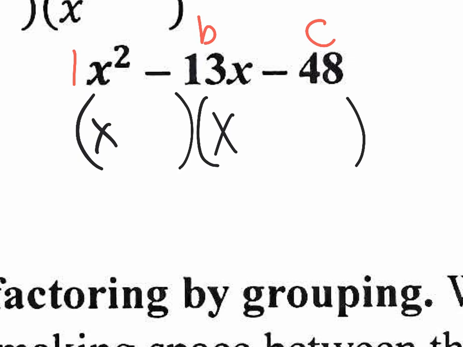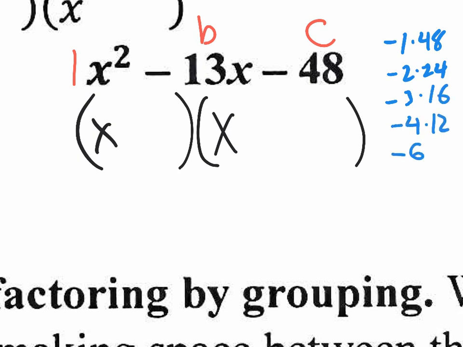And the best way to approach this if you're stuck or if you're not seeing it right off the bat is to make a list. So negative 1 times 48, negative 2 times 24, negative 3 times, I believe, 16, negative 4 times 12, negative 6 times 8. And that's about it. And of course, if you're struggling with multiplication, use a calculator. You can say 48 divided by 2, it'll give you the 24. 48 divided by 3, it'll give you 16. 48 divided by 4, it'll give you the 12, and so on. Anyway, which of those pairs of numbers, when I combine them, gives me a negative 13?